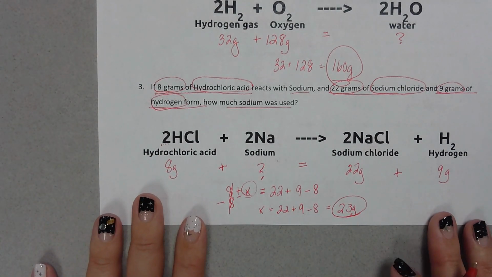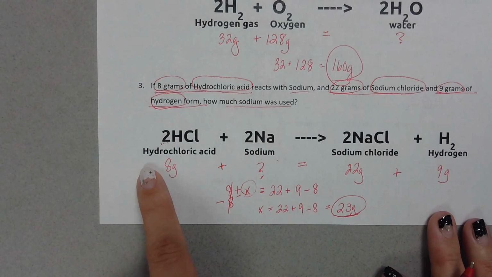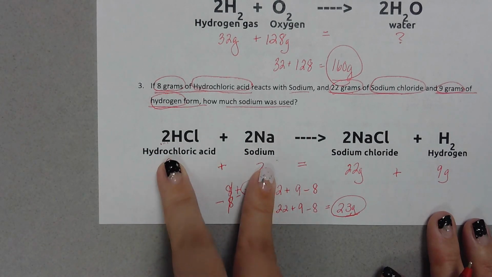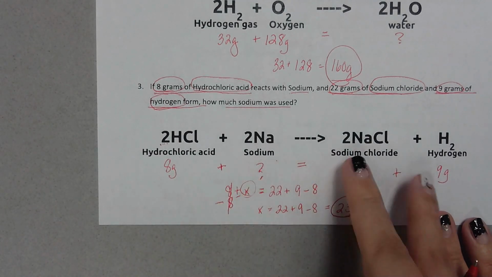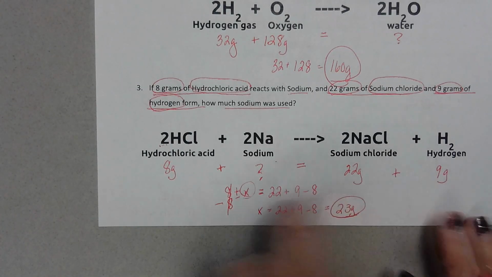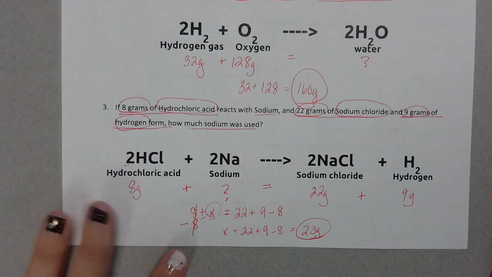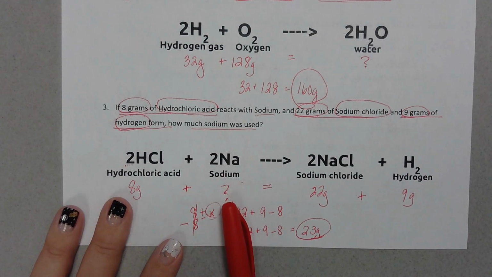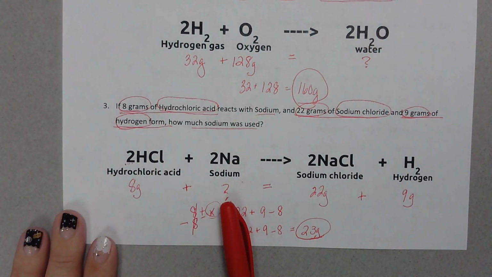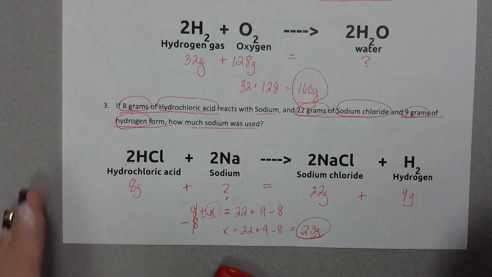And you could test this out by plugging this number back in, saying, okay, 8 plus 23 is equal to 31, and then 22 plus 9 is equal to 31, because they need to be the same on both sides. If you're given a multiple choice question and you're not sure how to do this math, just plug numbers into this question mark until you get the correct answer on both sides.